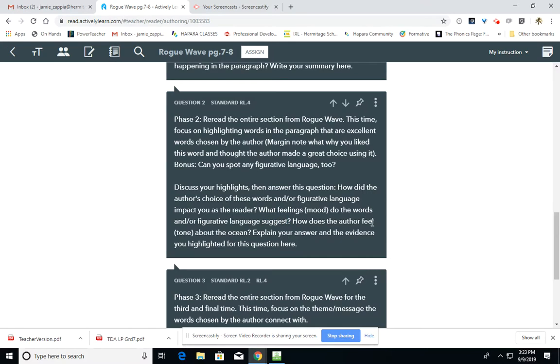And lastly, how does the author feel? What does it sound like they feel? What is their tone about the ocean in this section? Because they do have a clear tone. Is it positive about the ocean, negative about the ocean, or is their tone neutral about the ocean? And see if you can think of an emotion word that would describe that sound coming off the page for their tone towards the ocean. And make sure you put your answer down there.